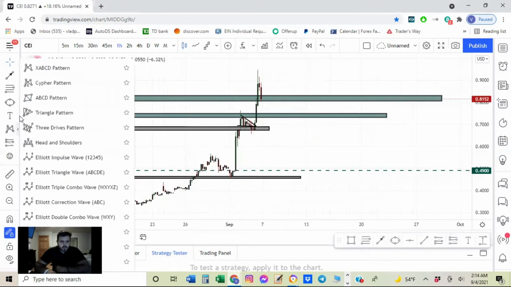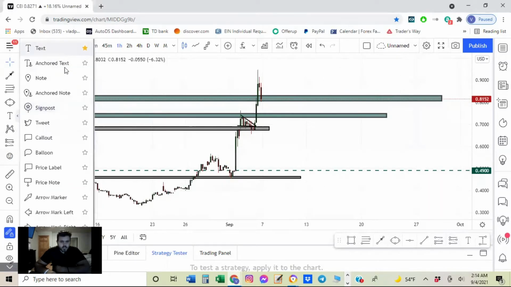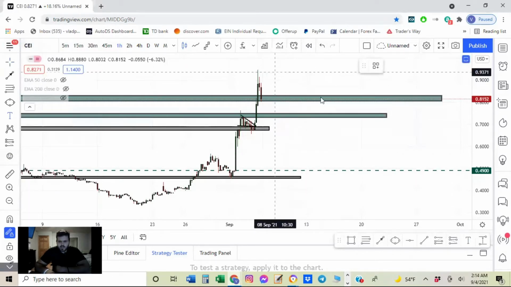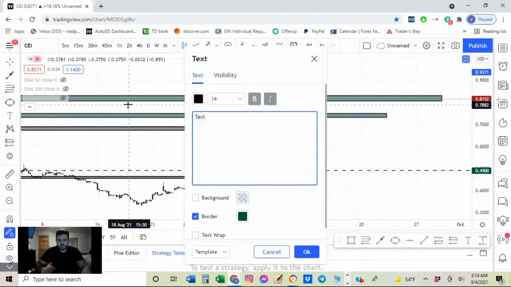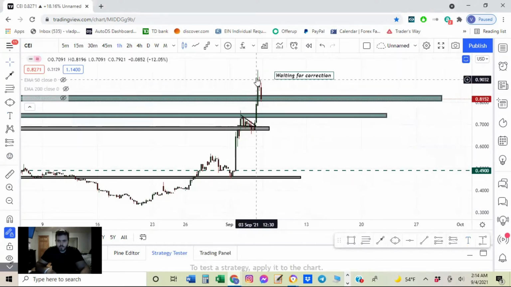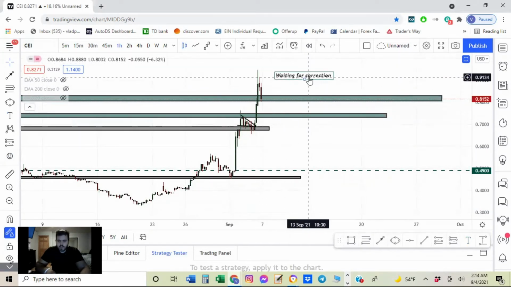All right, so we'll go here. What we have next is a whole bunch of places to put words or arrows here. You got price note, price label. I usually just use text. Like let's say I just say, so I'm waiting for correction. Basically, I'm waiting for the market to correct, come back down, and then head back up.